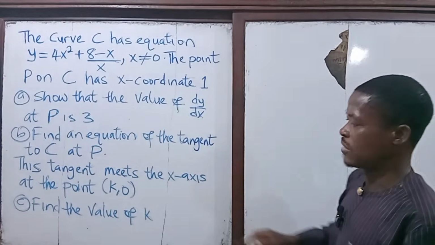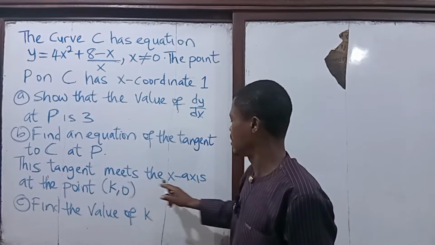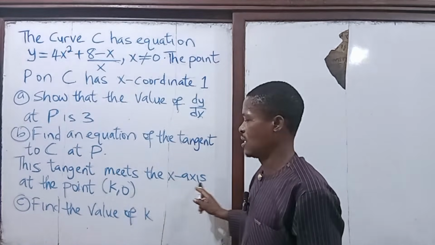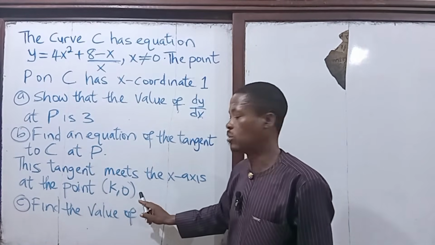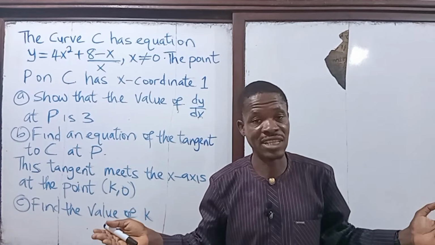And then we have this one. The tangent meets the x-axis at the point k, 0. Find the value of k, and equations of tangent and normal.